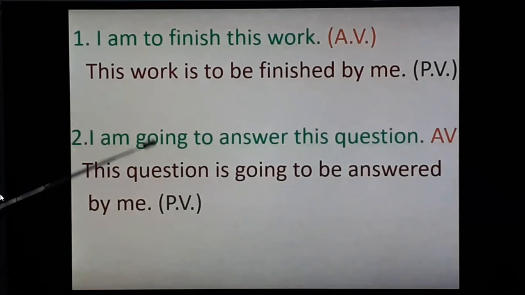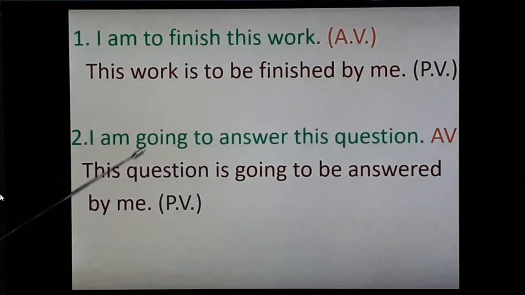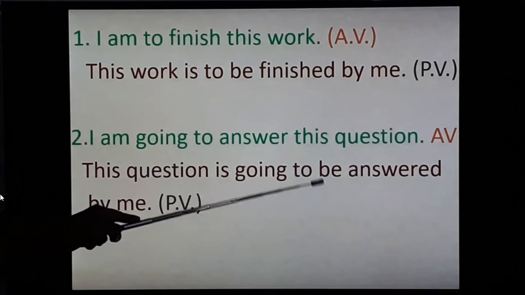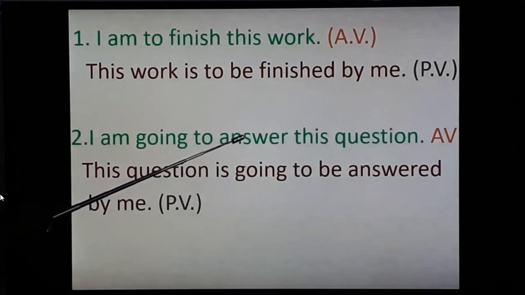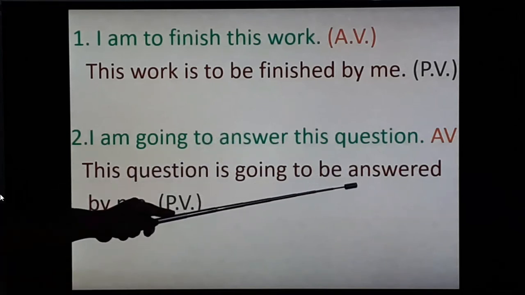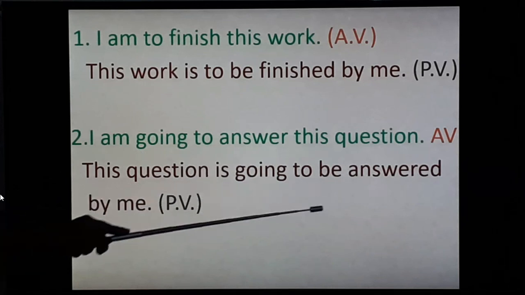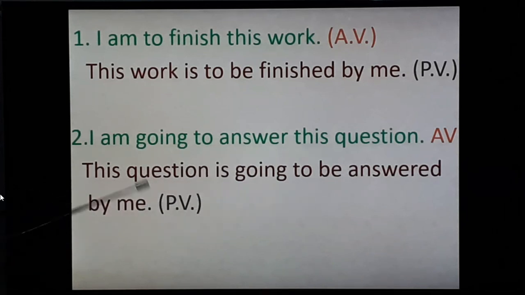Next, I am going to answer this question. This is active voice. So here this question, then according to this subject you have to put appropriate auxiliary verb, that is, this question is, then going to, then you have to add be, B-E. Then answer, here V1 form is used in active voice, so that you have to turn to V3 form in passive. So V3 form, answered. Then add by and then I becomes me. So this question is going to be answered by me. This is passive voice.